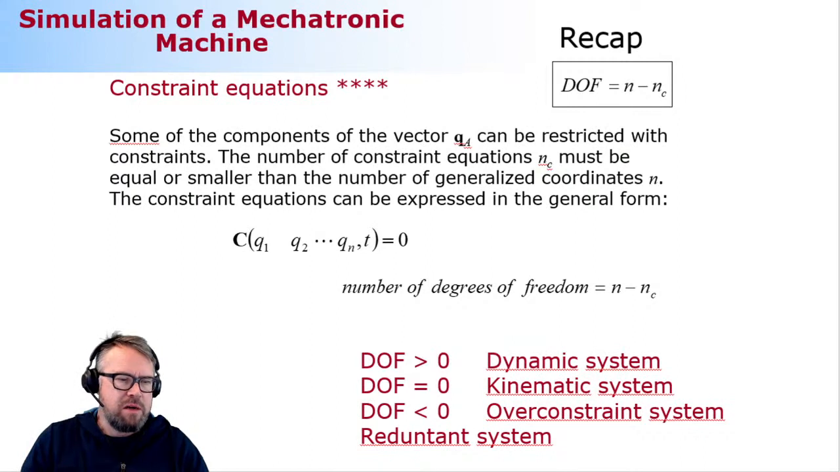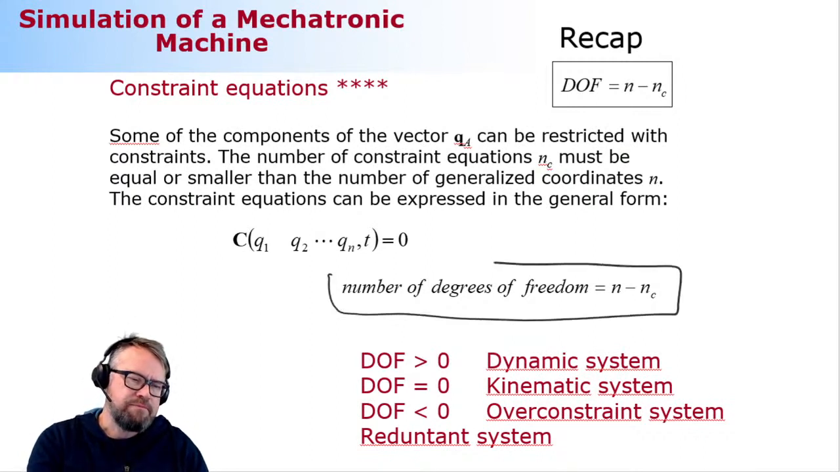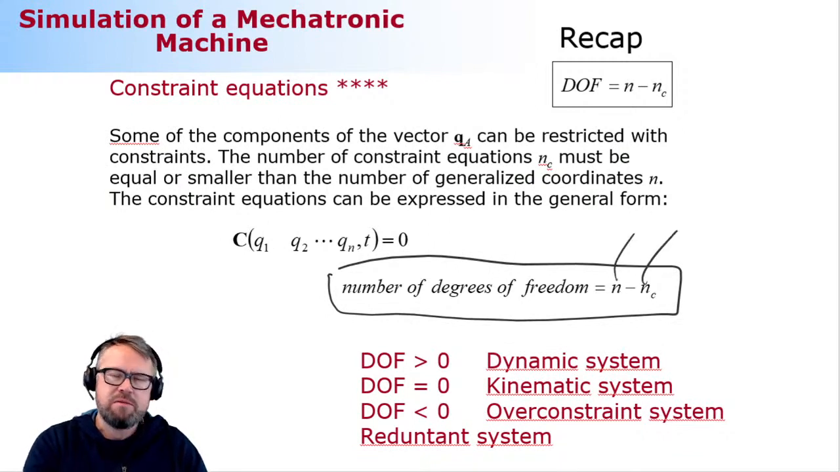Okay. Now, another thing that is important: how can you compute the number of degrees of freedom? So that's going to be the number of generalized coordinates minus the number of constraint equations. That's it.